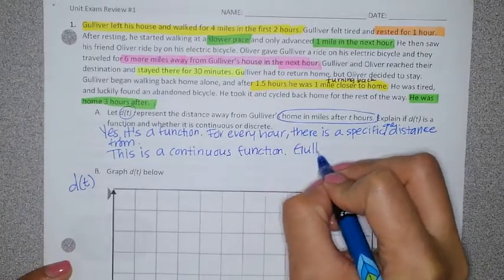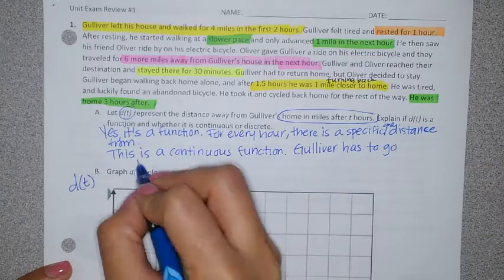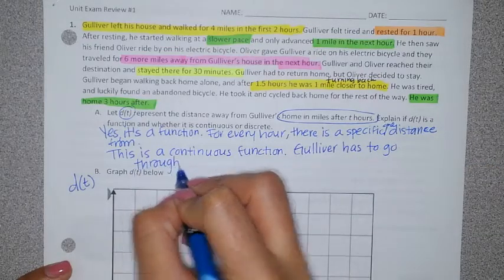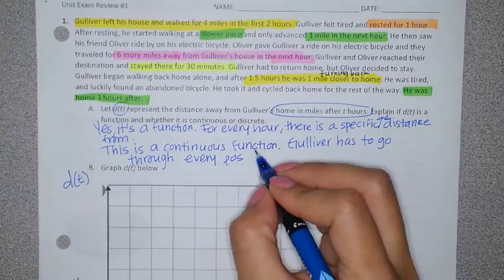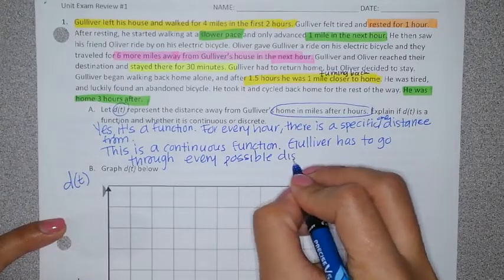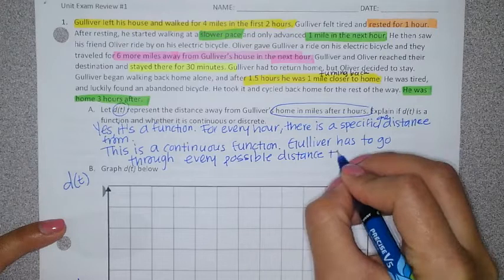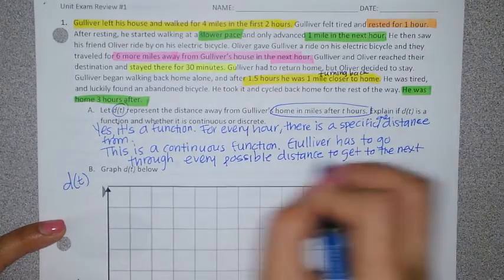Gulliver has to go through every possible distance to get to the next distance.